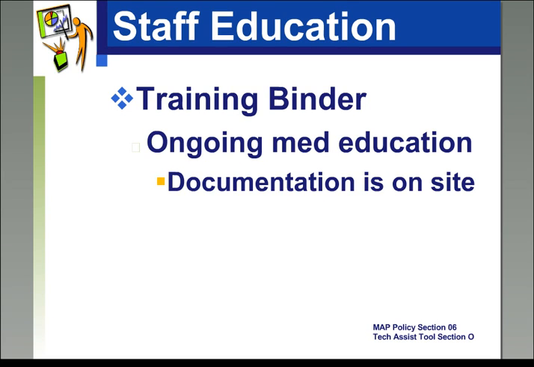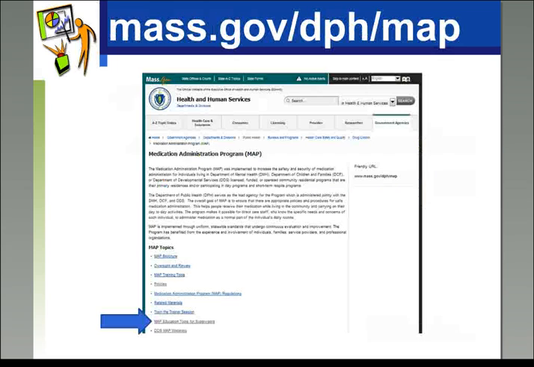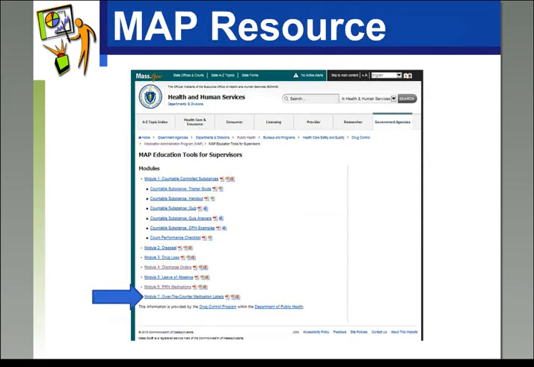So have you memorized the MAP URL yet? Use it to get here. Click on MAP Education Tools for Supervisors. Module 7 covers OTC meds and includes how to manage them if there's no pharmacy-generated label. Any of these modules are examples of what you can use for ongoing medication education based on the training needs of your program staff.